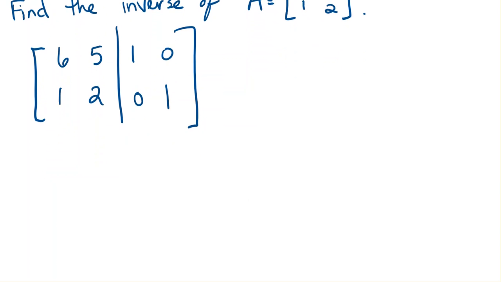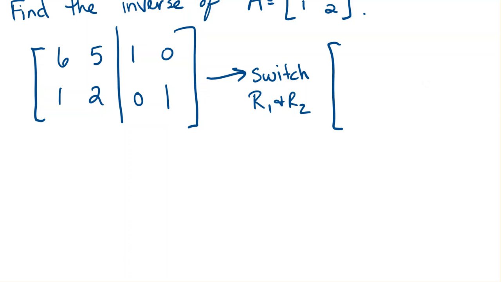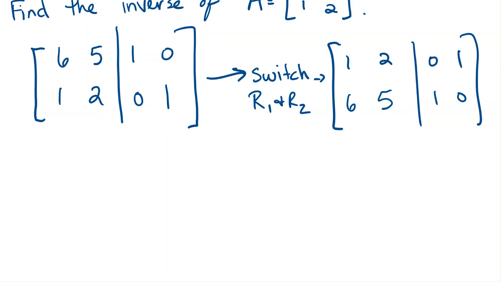So let's start that. As we're trying to get 1, 0, 0, 1 here, we see that we might be quickly solved by just switching row 1 and row 2, and we'll immediately get a 1 in the first row, first column. So that would give us 1, 2, so we've switched all of row 1 with all of row 2.